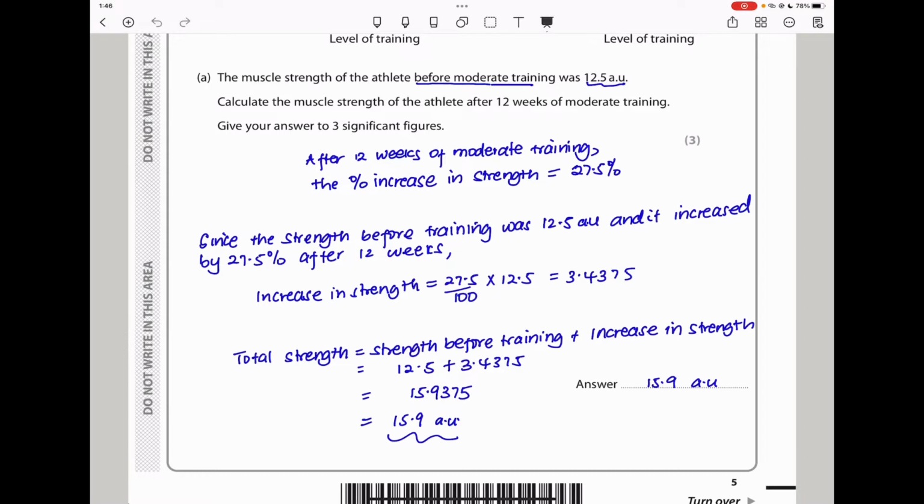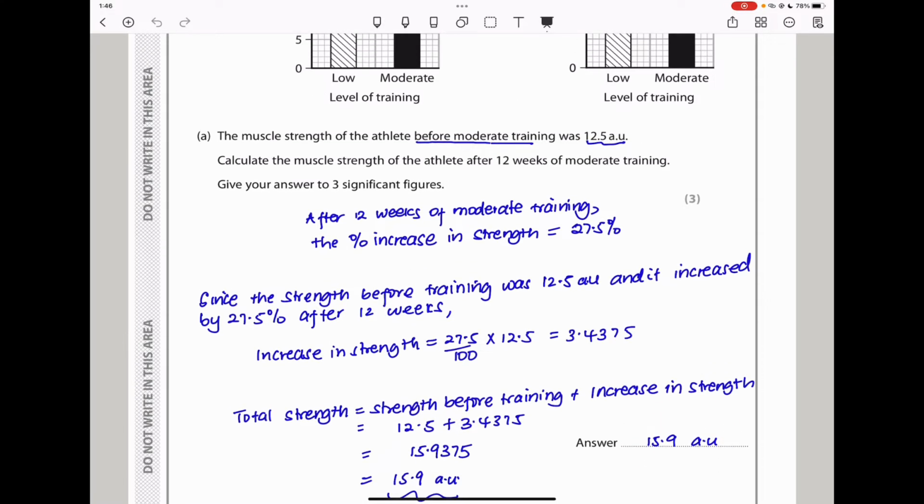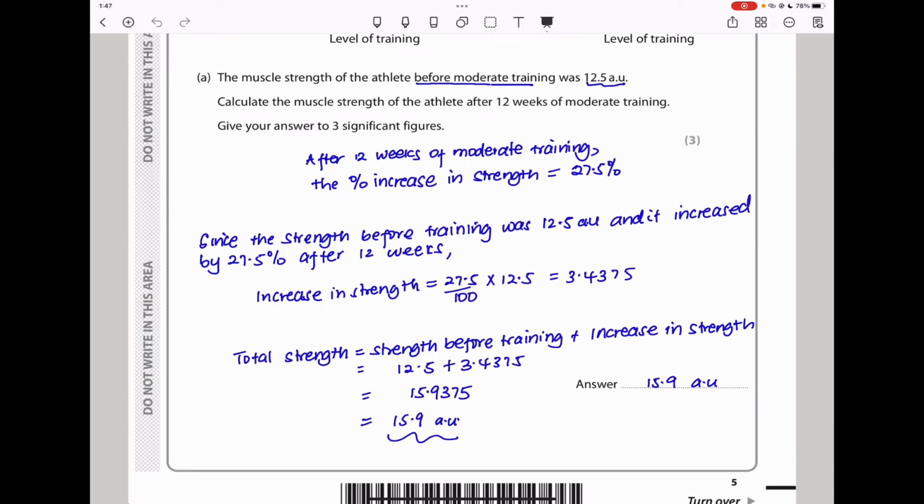Let me try to change this. Yeah, it will be 15.9375, which is 15.9 AU. So adding up, this is going to be the answer. The key thing is you knowing that the percentage increase was this. If this is the percentage increase, which is 27.5, divide by 100 and multiply it by the original before the training, which gives us the change. And then the change that has occurred plus what was there originally gives us the total that is present right now. So the answer is 15.9.